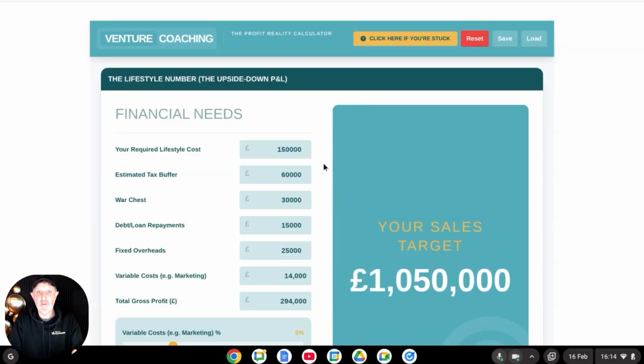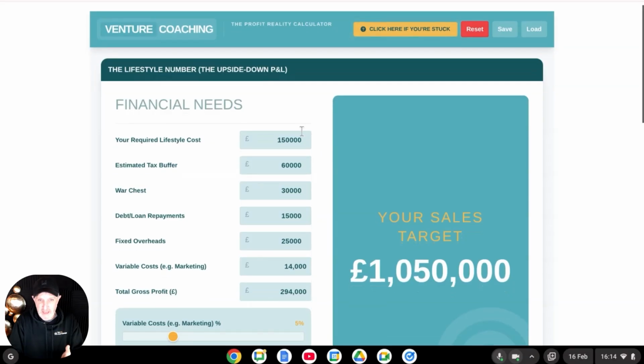So when you open this for the first time, you're going to have no data in here. I've just pre-populated this for you. And I've shown here that for this business owner to make £150,000 for themselves, that's after tax and after bills, the money that they can take home themselves, they need to turn over £1 million worth of sales.